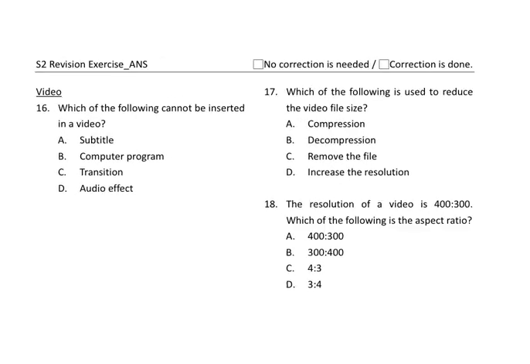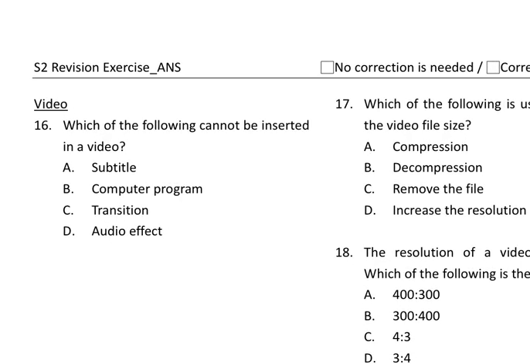Now let's get to question 16. Which of the following cannot be inserted in a video? Subtitle, 字幕, means some text which can be inserted, it's okay. And then transition, it is put between two video clips, is also possible. And then audio effect is also possible, but you cannot put a computer program into a video.